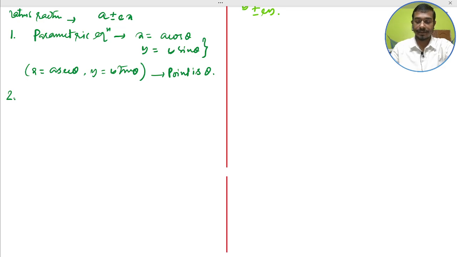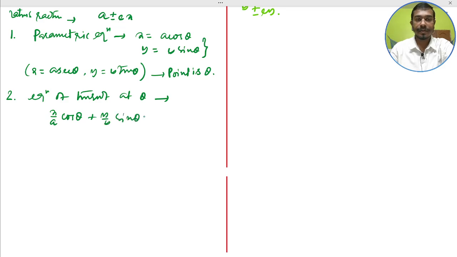Equation of tangent at the point theta. This is x by a cos theta plus y by b sin theta is equal to 1. Or this is written in another form, x by a sec theta minus y by b tan theta. This is equal to 1.